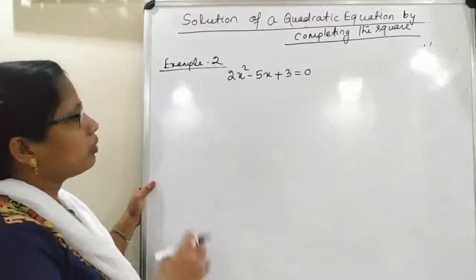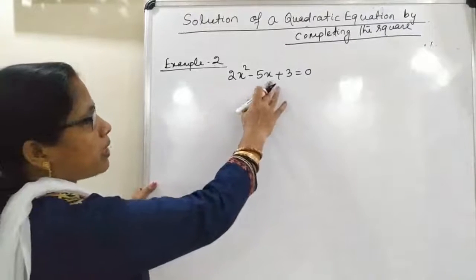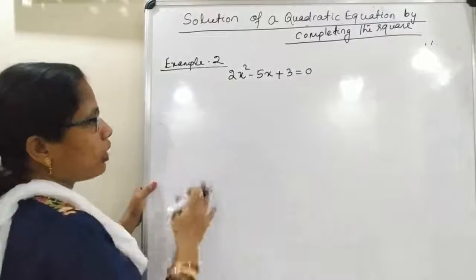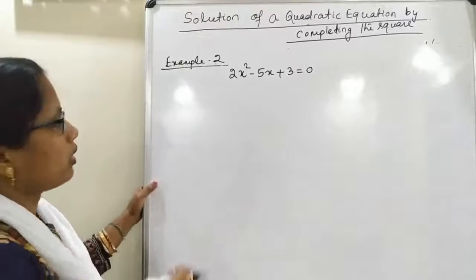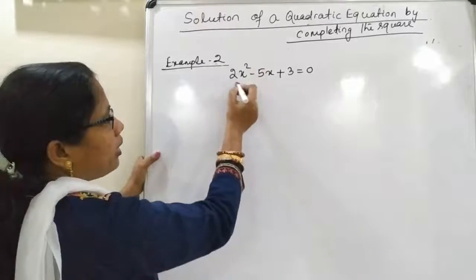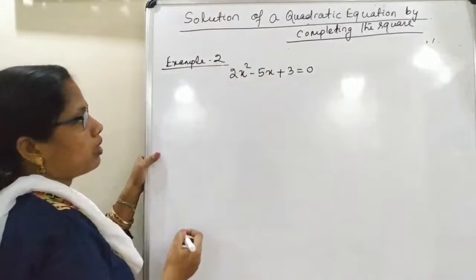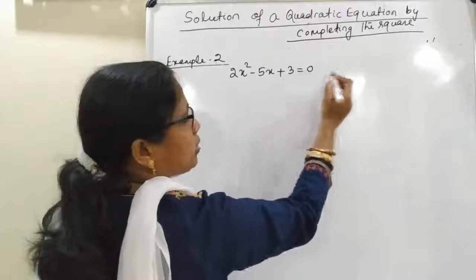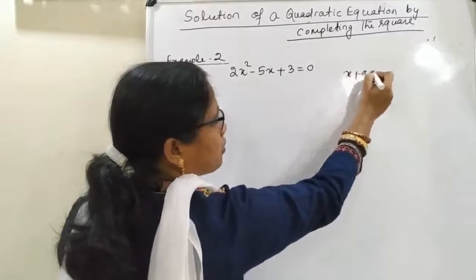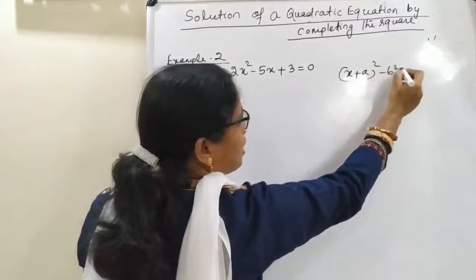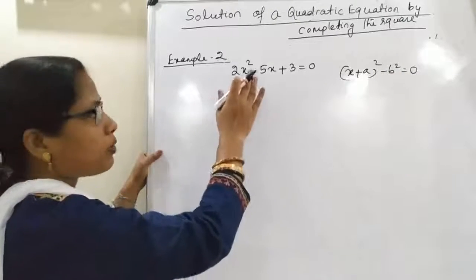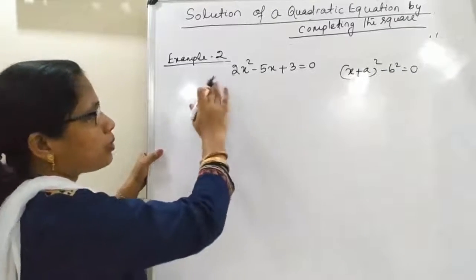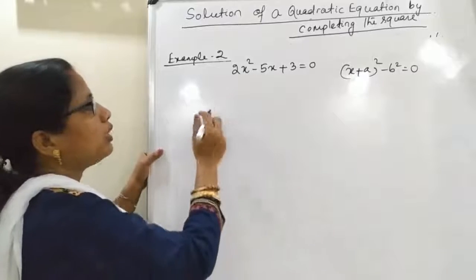Next example, 2x square minus 5x plus 3 is equal to 0. We have to find the solution by the method of completing the square. So here 2x square is not a perfect square, so we have to convert this quadratic equation in the form of x plus a whole square minus b square is equal to 0. Since 2x square is not a perfect square, we have to divide the quadratic equation by 2.